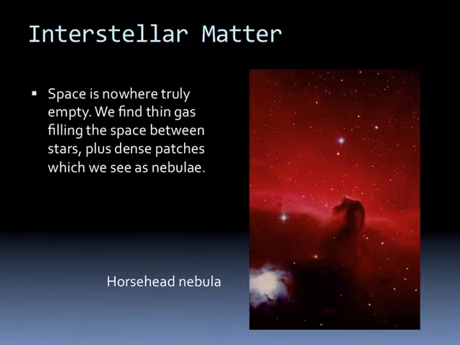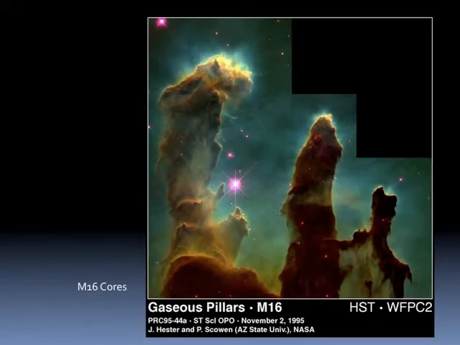This is a picture of the Horsehead Nebula. We also see the M16 cores, or the gaseous pillars, so we have dark material filling up the space between us and the stars in the background.